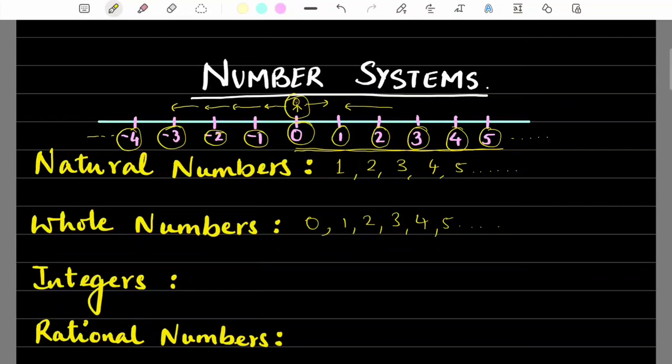So now my bag has 0, 1, 2, 3, 4, 5, and so on, and I also have -1, -2, -3, -4, and so on. So my bag is now full of negative numbers, 0, and all positive numbers. And this is called integers. This might be a new word for some of you.